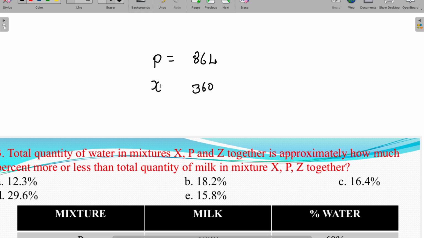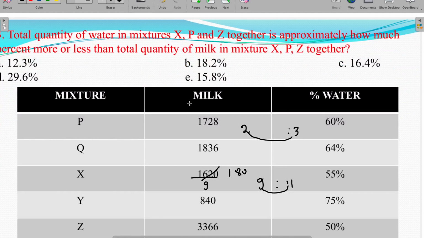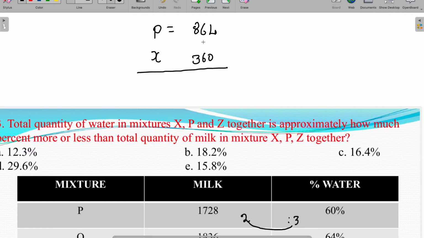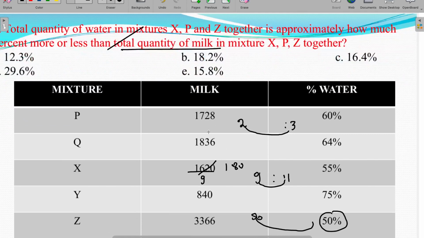This is the difference, more or less. So why am I not finding it for Z? Because it is 50%, which means the other is also 50%. There is no gap, there is no difference. So the difference will be 800 plus 1100 plus 1224. That will be the difference on milk, because in the question they are asking us to compare with the total milk of X and P. Let's add this.